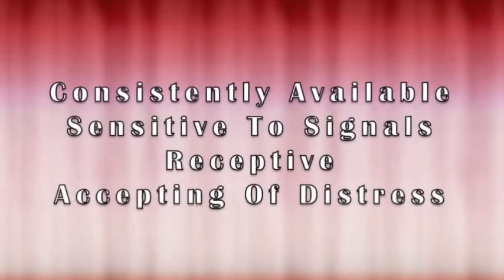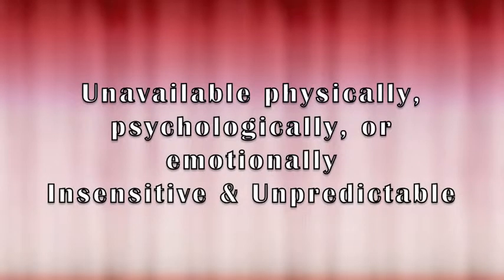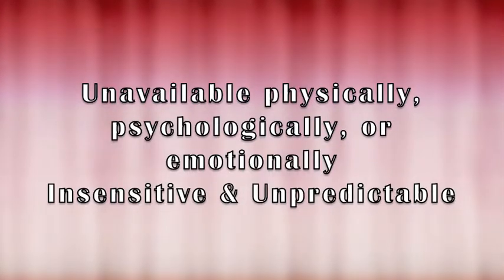According to About Kids Health, caregivers who are consistently available, sensitive to their infant signals, and receptive and accepting of their distress tend to have babies who are securely attached with them. In contrast, caregivers with avoidant, anxious, ambivalent, or disorganized attachment tend to be less responsive to their baby's signs of distress and needs for comfort and protection. These caregivers are unavailable either physically, psychologically, or emotionally, and tend to be insensitive or unpredictable in their parenting styles.